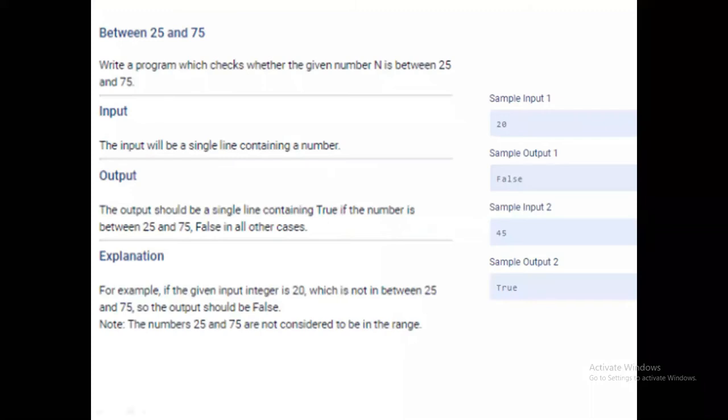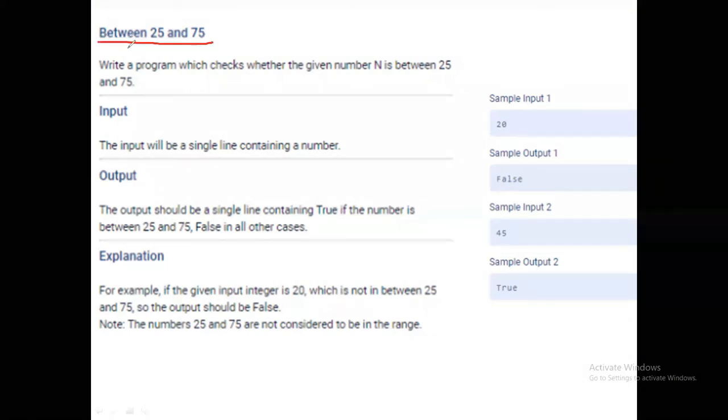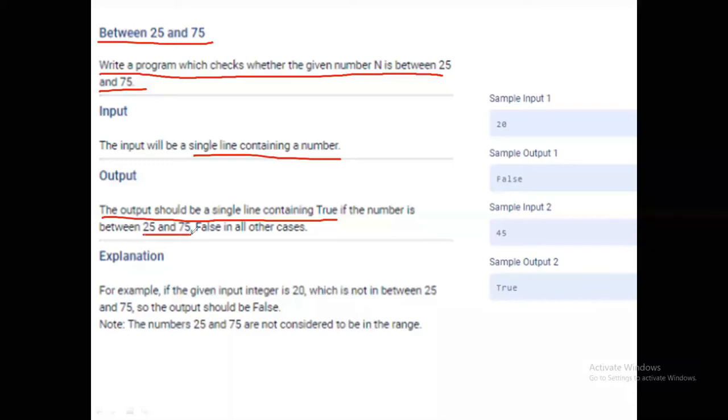So next program: between 25 and 75. Here the program is between 25 and 75. Write a program which checks whether the given number n is between 25 and 75. What's the input constraint? The input will be a single line containing a number. The output should be a single line containing true if the number is between 25 and 75.